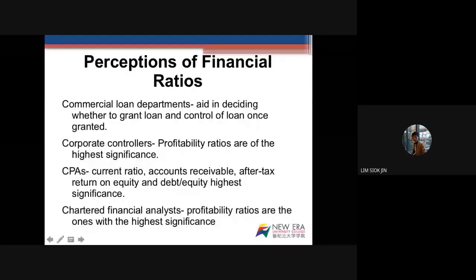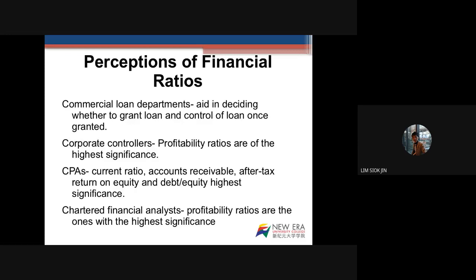Okay, in this chapter, you will learn who uses all these financial ratios and for what. The first main important user of these ratios will be the commercial loan department. So, what's the commercial loan department? These are people like banks.